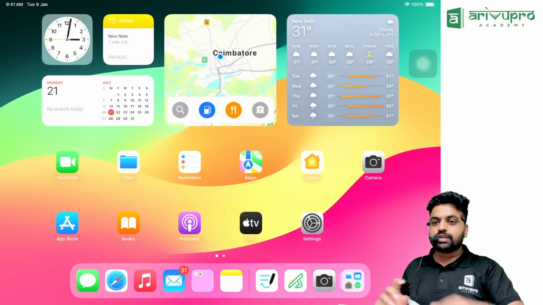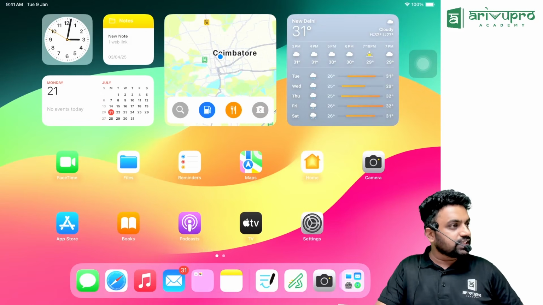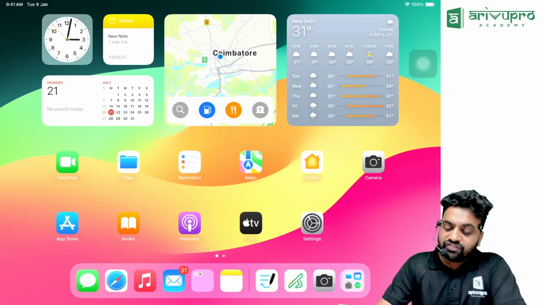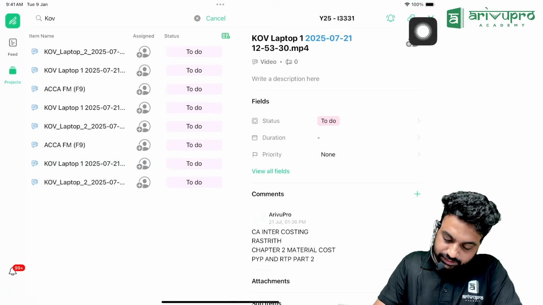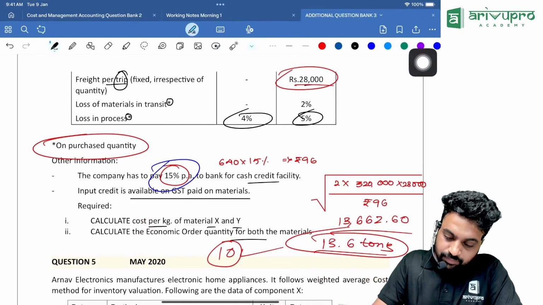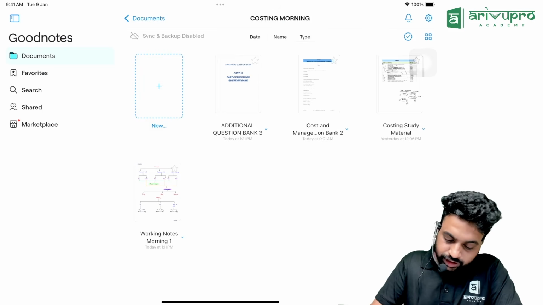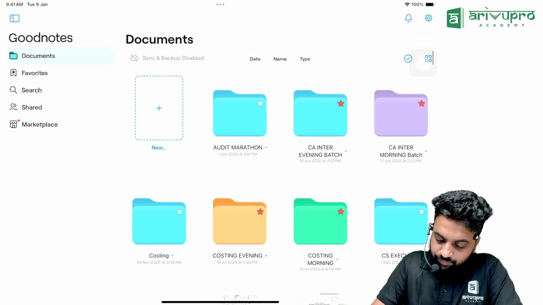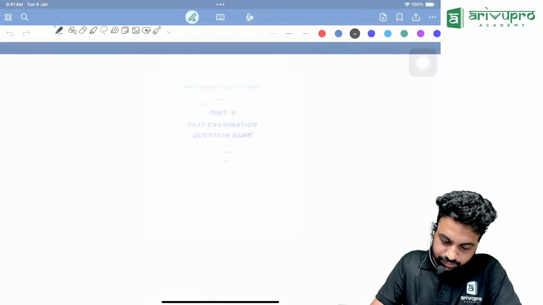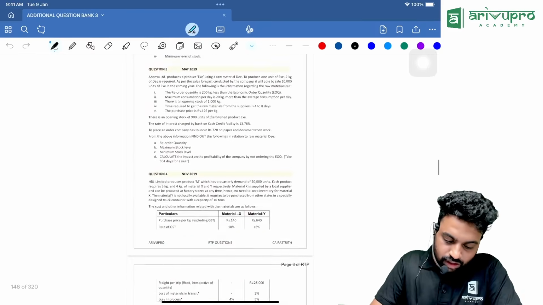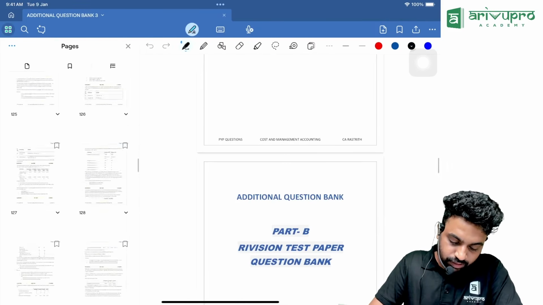So yesterday we were discussing material cost. If I am not wrong, material, everything is done, right? So we are left with RTPs and PYPs. Shall we? Yes. It might take another 1.5 hours. After that, immediately we are starting with the next chapter. First we'll do PYPs or first let's do RTP? What shall we do? PYPs. Done.